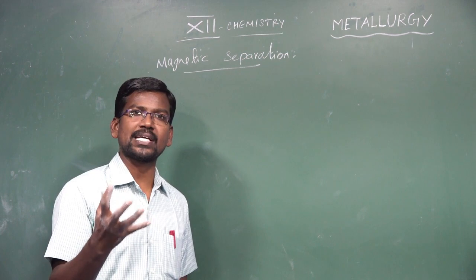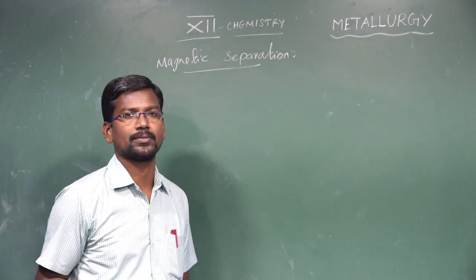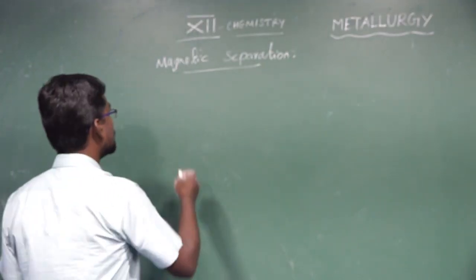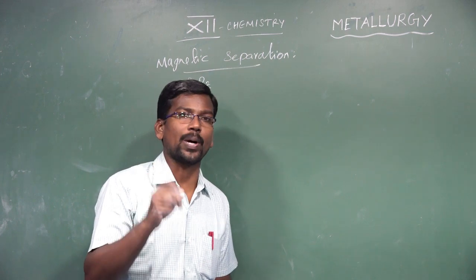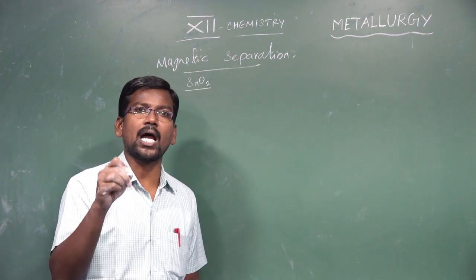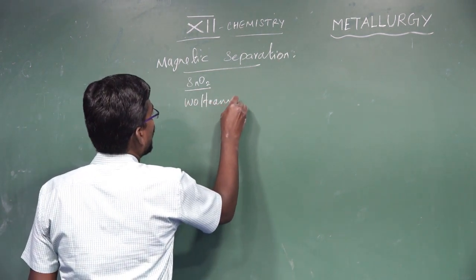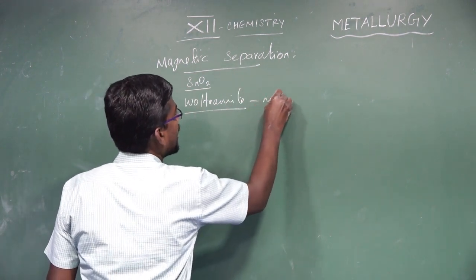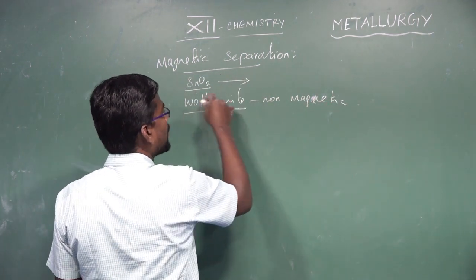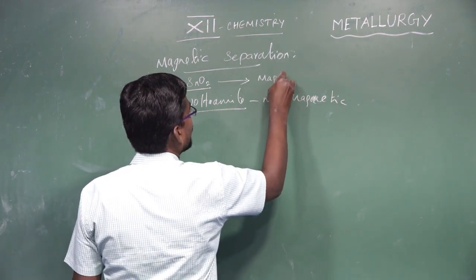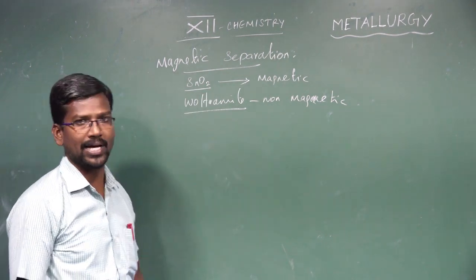The magnetic separation method is based on the difference in magnetic properties, so magnetic ore particles can be separated from non-magnetic impurities. For example, tin stone, SnO2. Tin stone has magnetic ore particles, and it contains non-magnetic impurities of wolframite. So tin stone is a magnetic ore particle, wolframite is a non-magnetic ore particle.